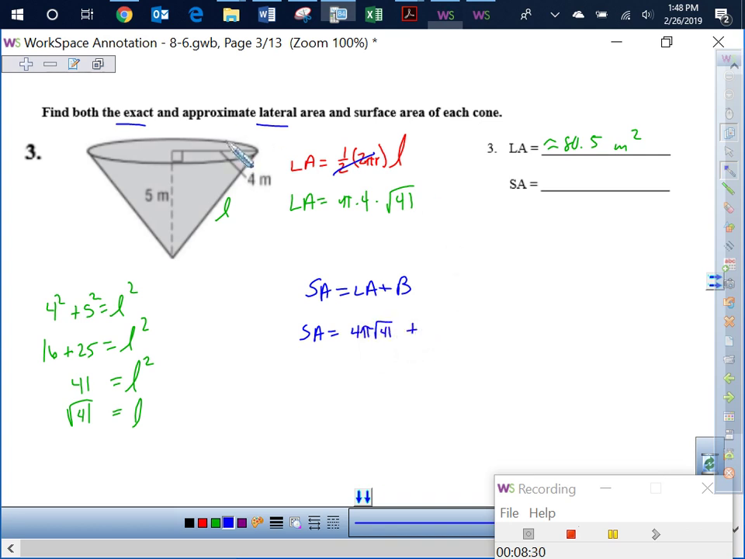Plus 1 base area. Well, since it's a circle, I don't require any words because all you've got to do is take the radius and square it. It's pi r squared. So radius squared is 16. Stick a pi with it.